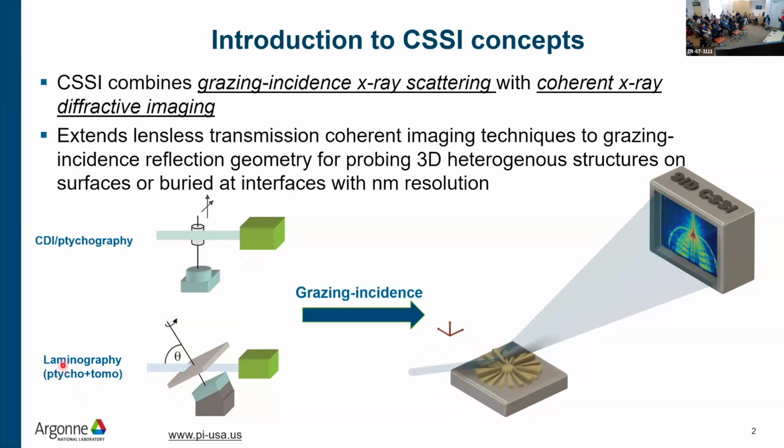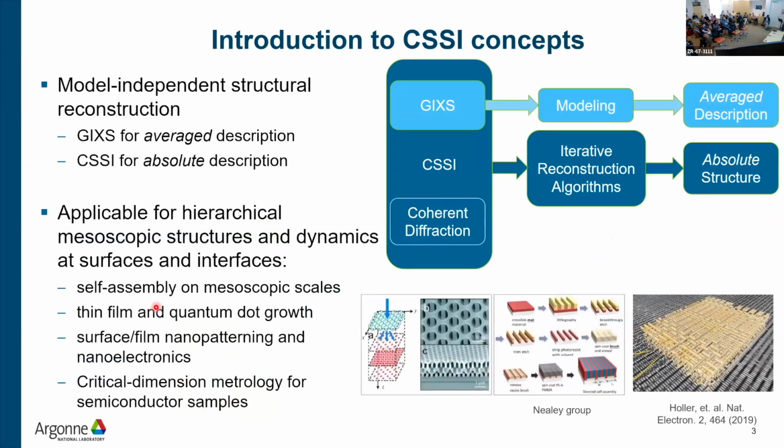And if you want to get a three-dimensional image, you can combine ptychography scans and tomography scans. People usually call that laminography. And we can do all these types of experiments in the surface geometry, or grazing incidence geometry. So why do we do that? Because I'm from this GISAXS GIWAXS community.